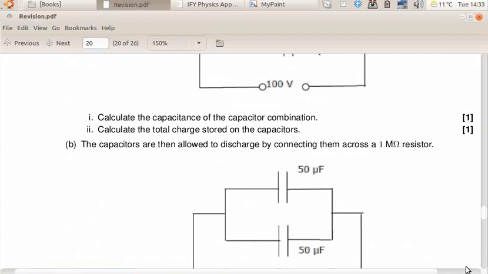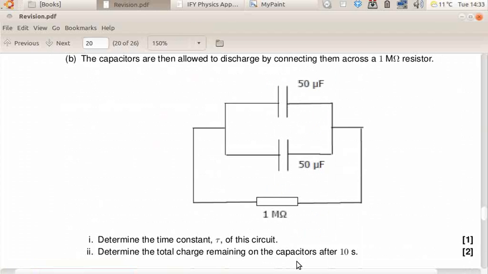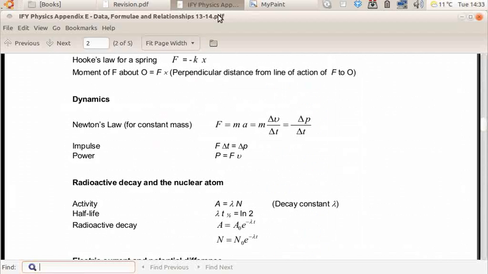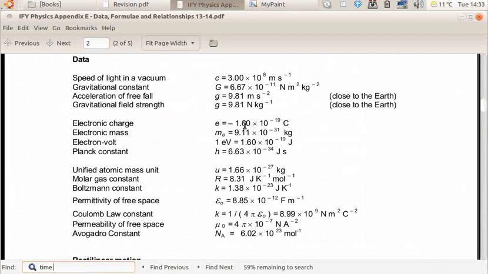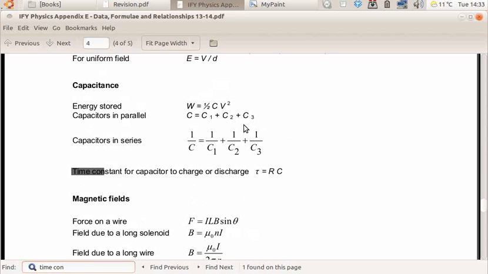the capacitors are then allowed to discharge by connecting them to a 1 mega ohm resistor. So determine the time constant. Do you remember the formula for time constant? Well, even if you didn't, it might be in the formula book. Let me type it in. Time constant. Well, look at that. Provided that you know how to read. You all know how to read, right? Yes? So time constant is RC.